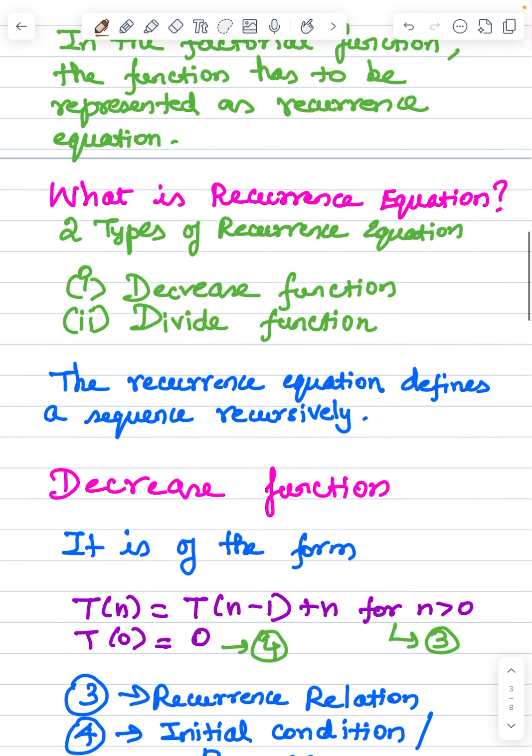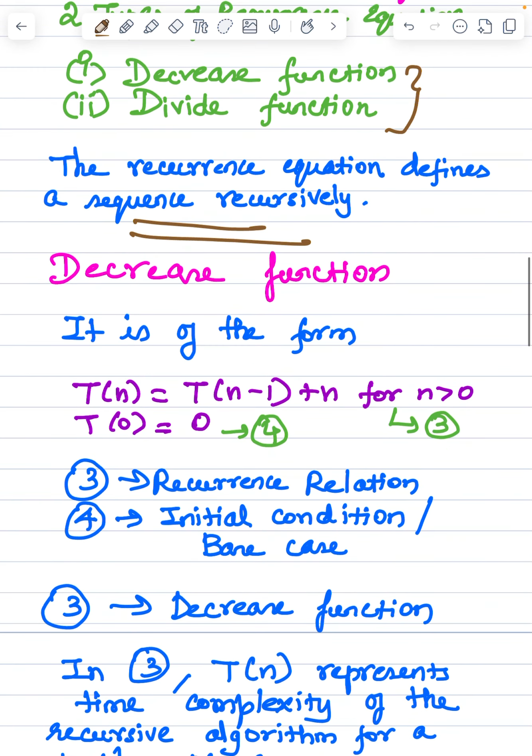We have two types of recurrence equations. One is the decreasing function, the other one is the dividing function. As we discussed, the recurrence equation defines a sequence recursively. Let us see the decreasing function. It would be of the form t of n equals t of n minus 1 plus n for n greater than 0. We need to specify above what value of n we have this recurrence, and always, as I said, we need to have the base case also. So here the base case is t of 0 equals 0. The base case may vary, it depends on your algorithm, and the recurrence also may vary based on your recursive algorithm.